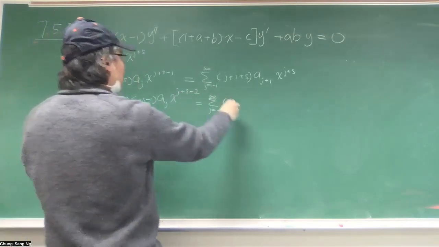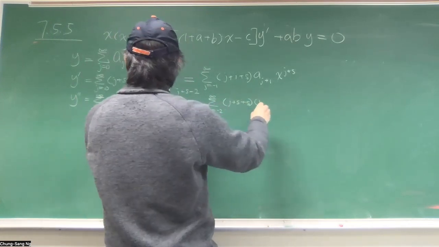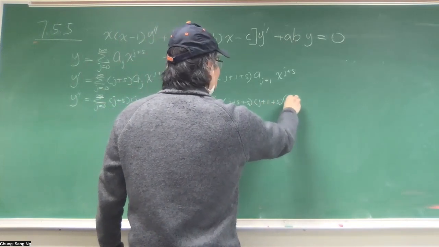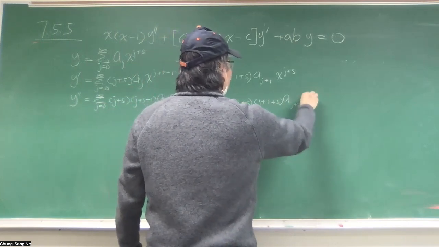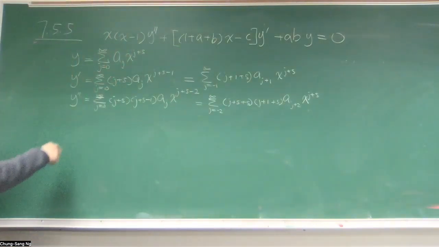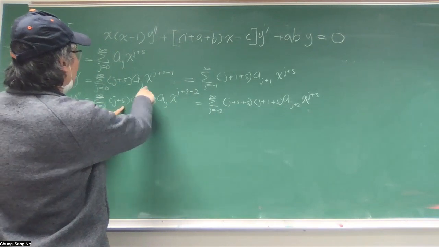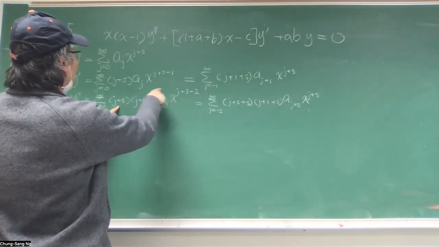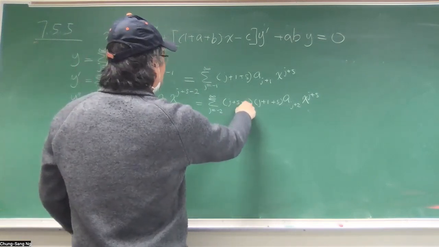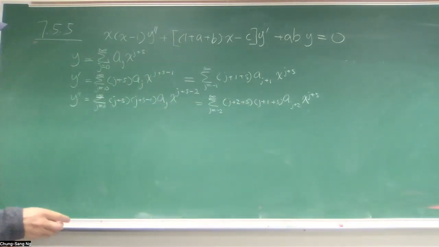J is j prime plus two, so it's j plus two. Okay, for y double prime, it looks like the first term is j plus s, and the second one comes to the dominant spot. So to the right, on the other side of the equation, this is j plus 2 plus a.